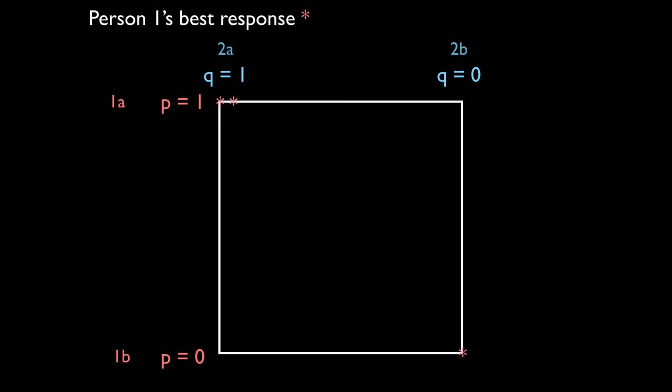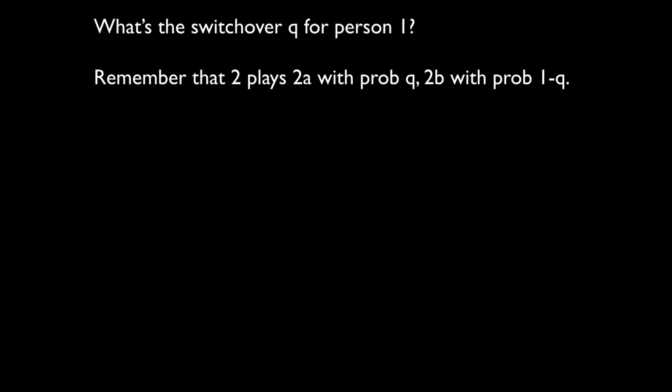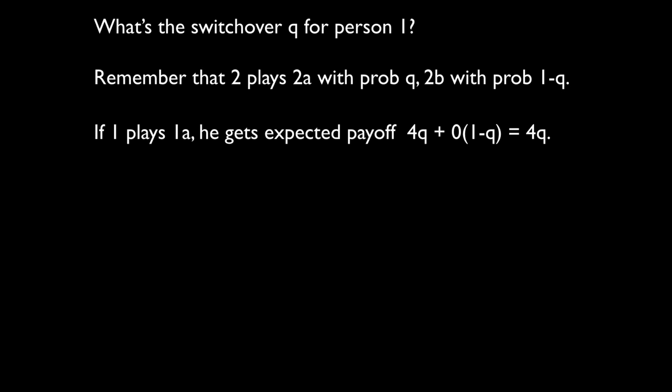Okay, so let's do that. Let's see what I have over here. Okay, I did kind of the same thing. What's a switchover? How do we do that? Okay, what's a switchover for Q for person 1? Okay, remember, I'm just reviewing. Remember, 2 plays A with probability Q, B with probability 1 minus Q. If 1 plays A, he gets expected payoff 4Q plus 0, that's this.